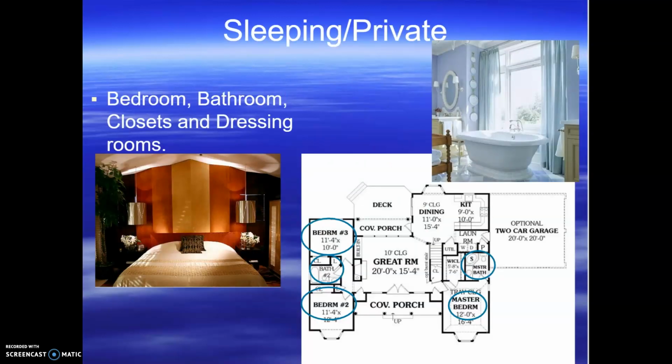Your second interior zone is sleeping and private areas. These are going to be mostly private to the homeowner, places where they can relax, so your bedrooms and bathrooms, closets, and dressing rooms. Important thing about this interior zone is that these areas are probably not going to be very accessible to guests necessarily, and it's places where they're probably going to keep more private when they have people over.